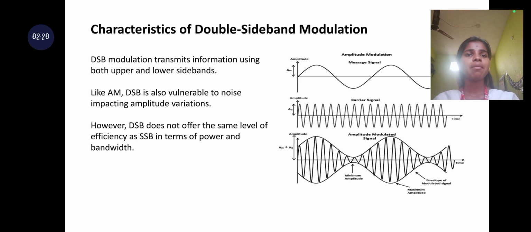Characteristics of double sideband modulation. Double sideband modulation transmits information using both upper and lower sidebands. Like amplitude modulation, double sideband is also vulnerable to noise, impacting amplitude variations. However, DSB does not offer the same level of efficiency as SSB in terms of power and bandwidth.